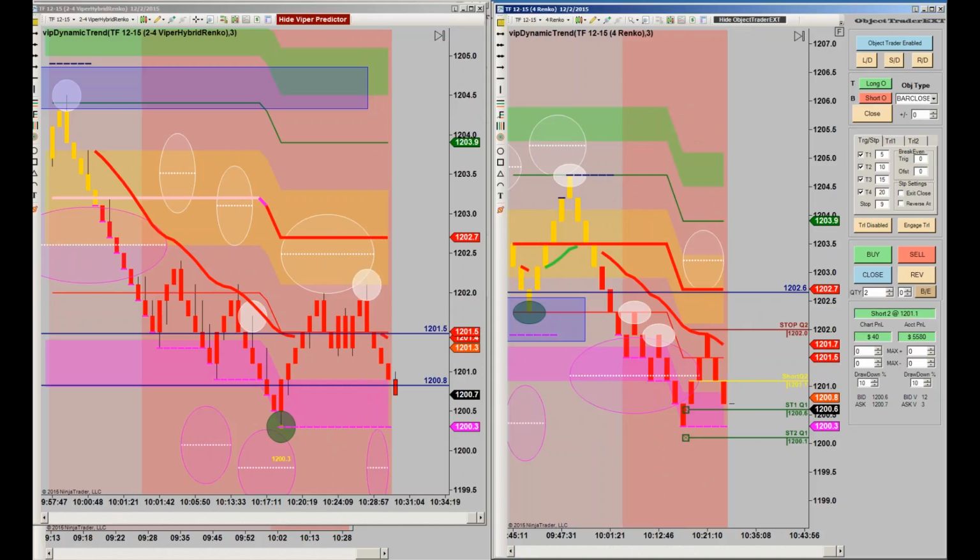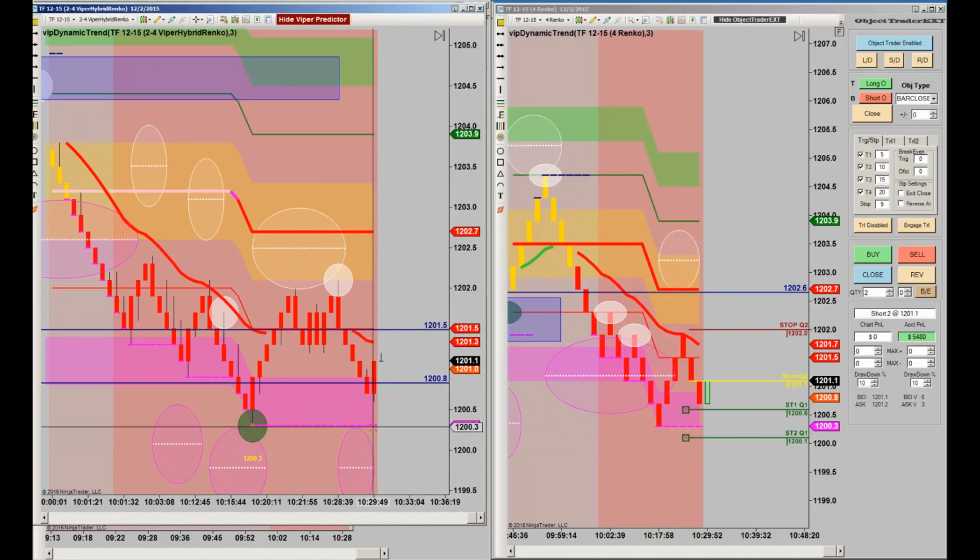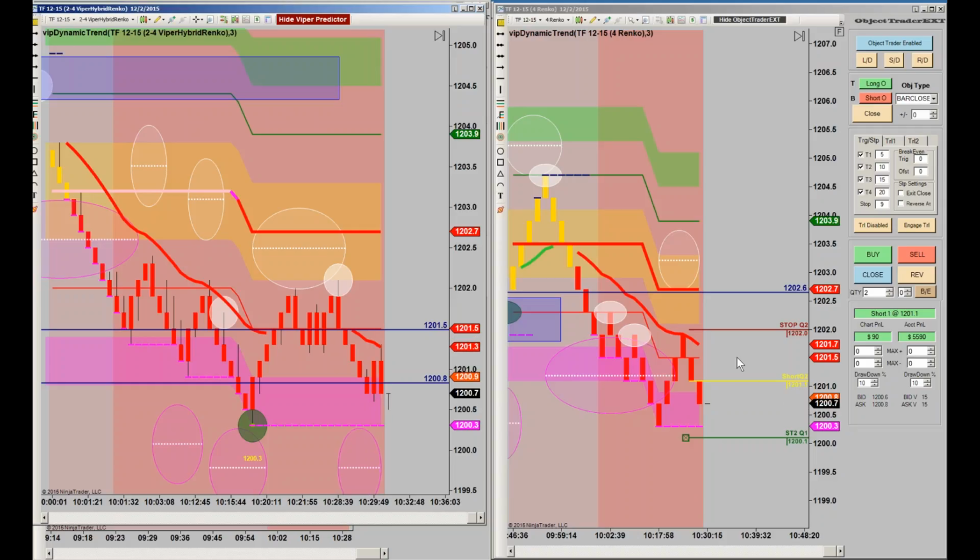See, that gave up 10 ticks of the trade before we even got started. Where you wanted to short this was right here at resistance. Haven't got our scalp yet. Still haven't got our scalp yet. There's our scalp.